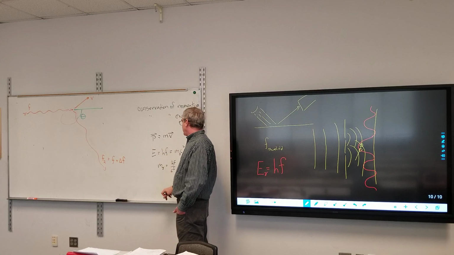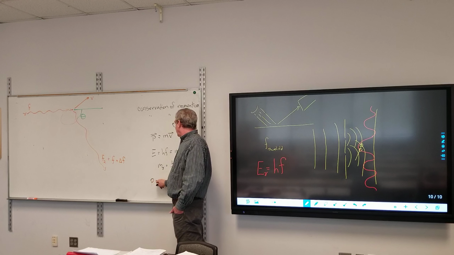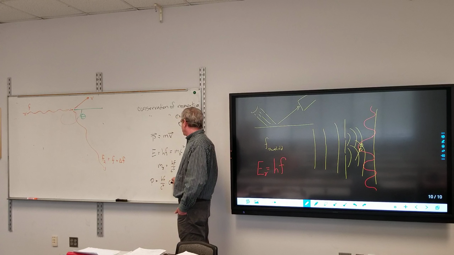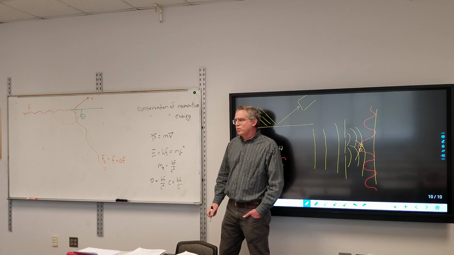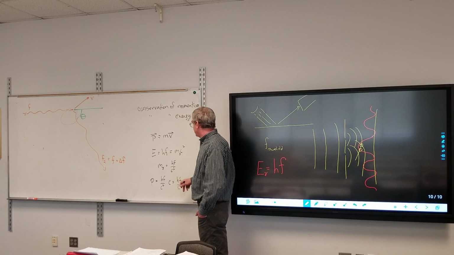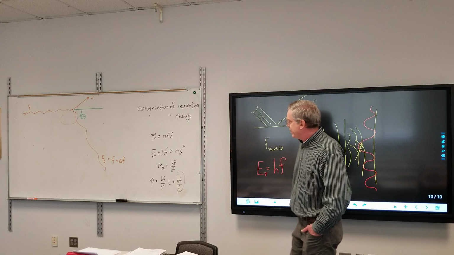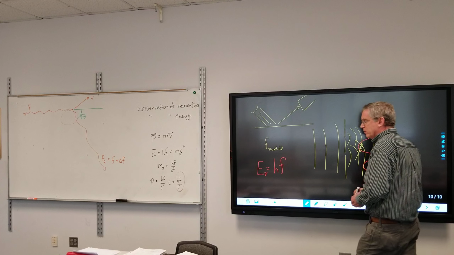If I plug into my momentum formula, I get hf over c squared times c, which is just hf over c. So the momentum of light, if it is a particle, should equal, again, Planck's constant keeps popping up, times the frequency over the speed of light.